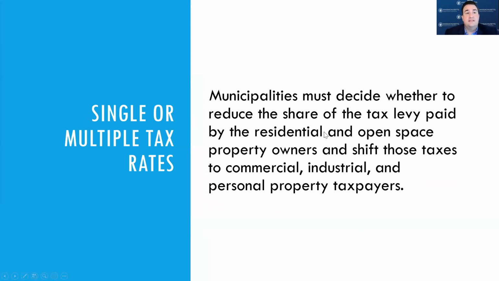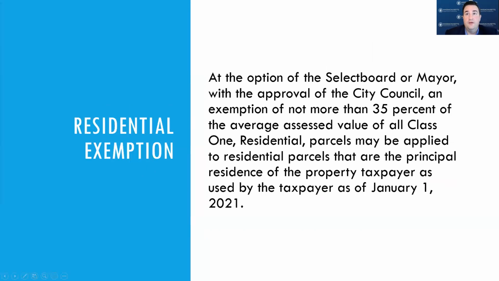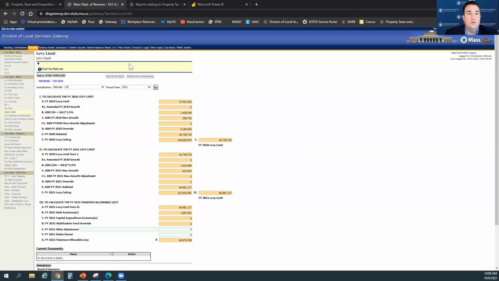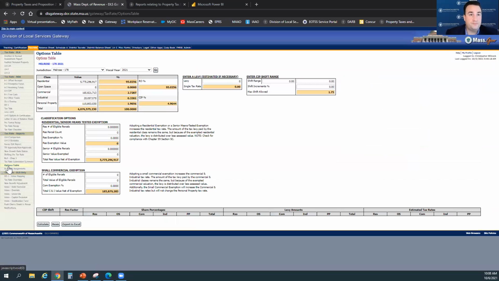As far as single or multiple tax rates, this is probably the hardest thing that we assessors have to put together. There's a lot of facts and figures. And at this time, what I'm going to do is go into how we come up with those different figures, and where we get that information. So going back to Gateway, over on the left-hand side, and I apologize if this is small, under tax rate reports, there's an options table.